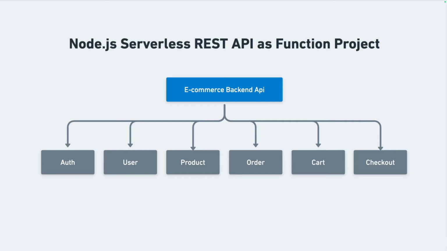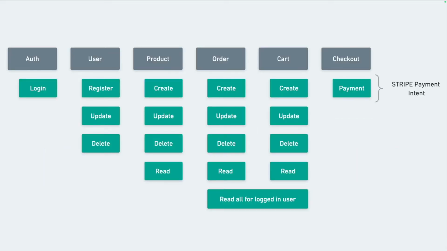Now these modules will have their own functions and we are going to create the functions as an API. So let me show you what functions we are going to have. For the auth, we are going to have a login function which is going to handle the authentication. For the users, we are going to have register user, update user, and delete user. And we are also going to distinguish between an admin user and a normal user for authorization purposes. So if we have an admin user, then he can create product, update product, and delete product. But a normal user cannot update, delete, or create products. They can only read the products.